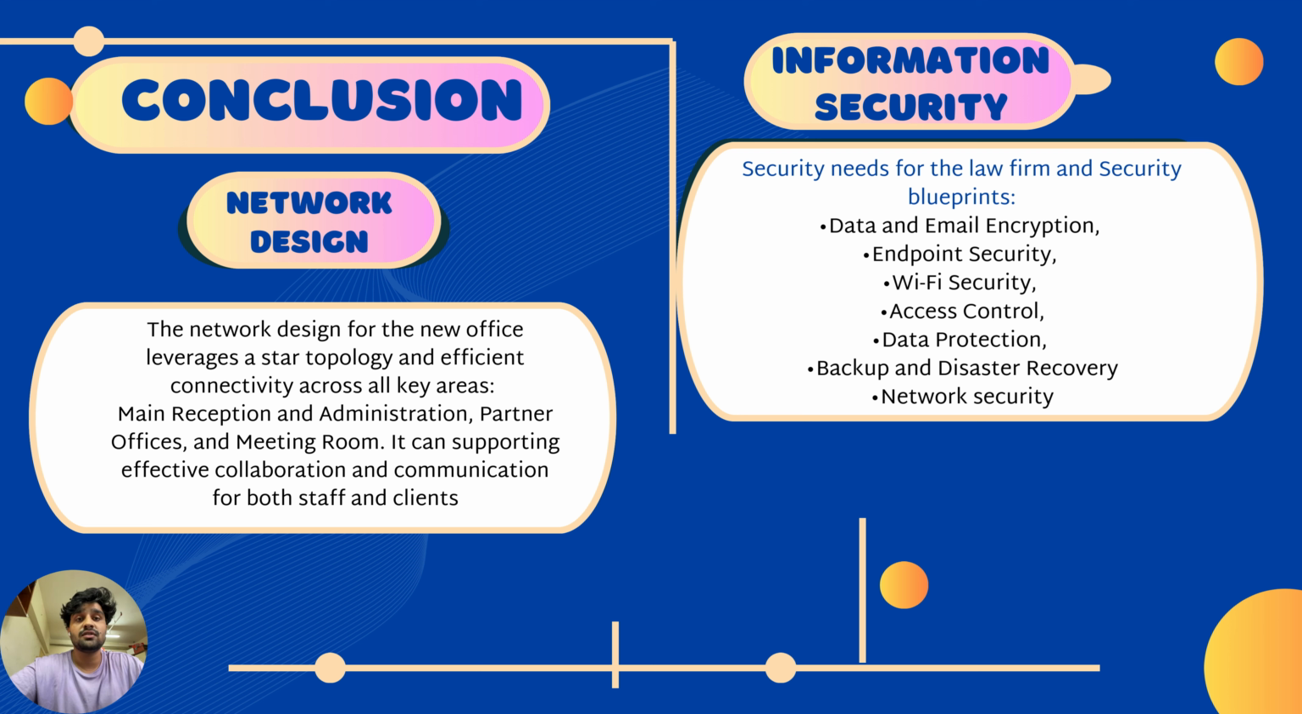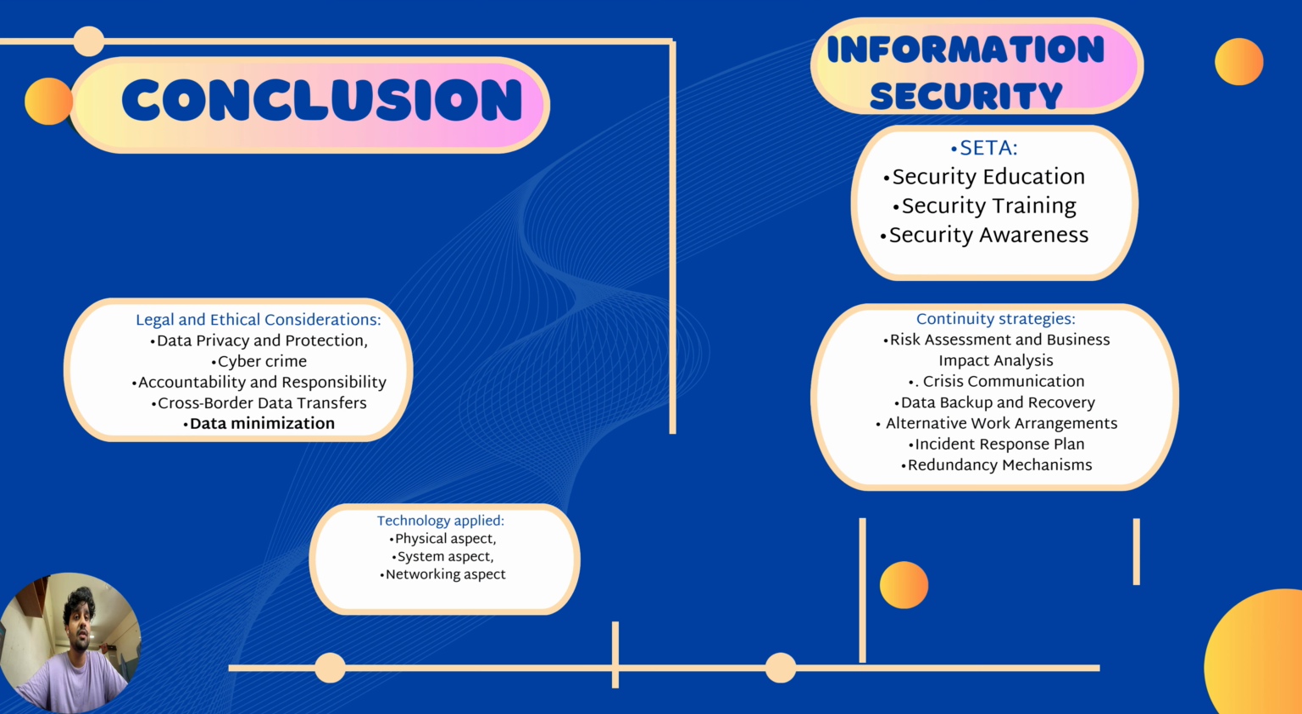Moving on to the information security, let's first revise the security needs for the law firm and the security blueprint. In this, we talked about data and email inquiry, endpoint security, Wi-Fi security, network security, access control, data protection, and backup and disaster control. Continuing with the information security, we talked about the legal and ethical considerations, which were data privacy and protection, cybercrime, accountability and responsibility, cross-border data transfer, and data minimization.